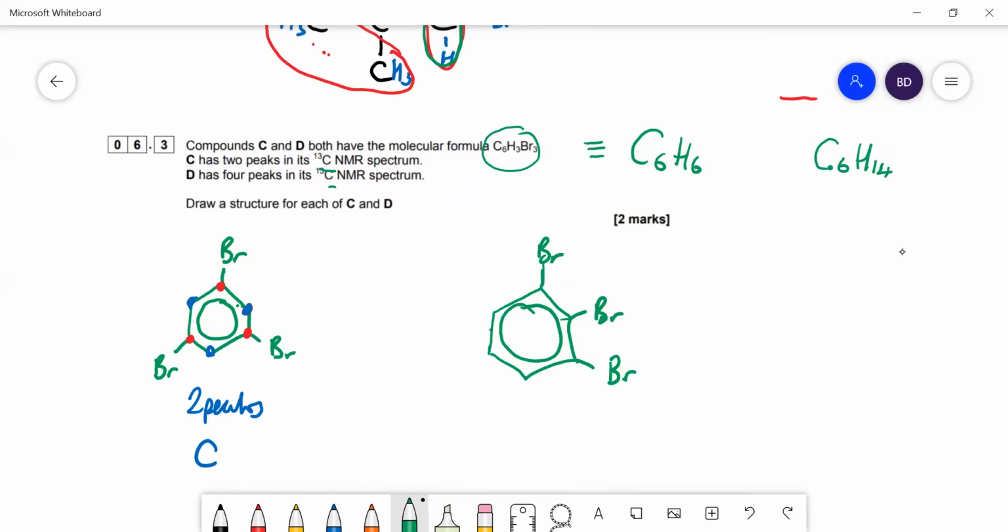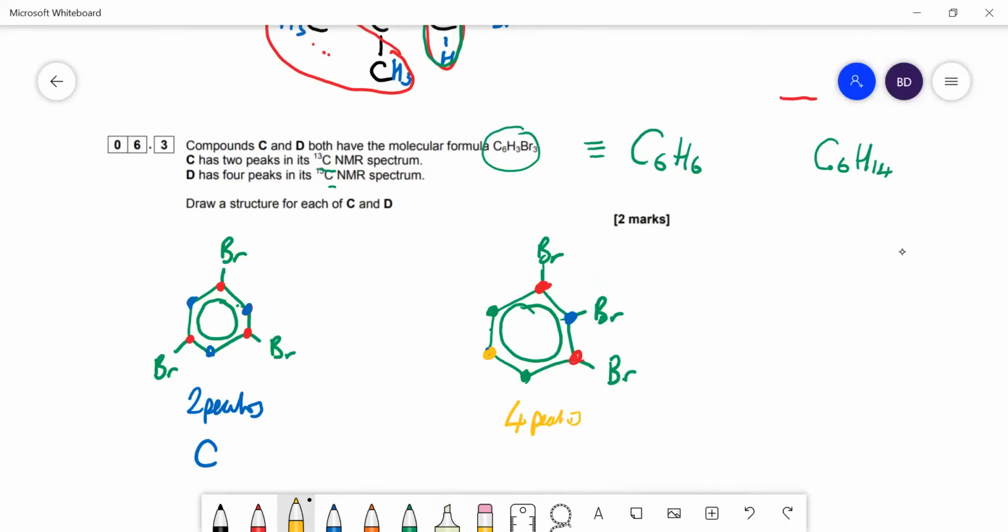Right, so that carbon is the same as that, that's 1. This one here is unique, that's 2. These 2 are the same as each other, and that's the same. So that should be yellow. That's no good because that is giving us 4 peaks, isn't it? Oh no, that is right. That's fine. That's 4 peaks, so that's good. We've got the red ones, the blue, the green, the yellow. That will give us 4 peaks. So that is what D is.